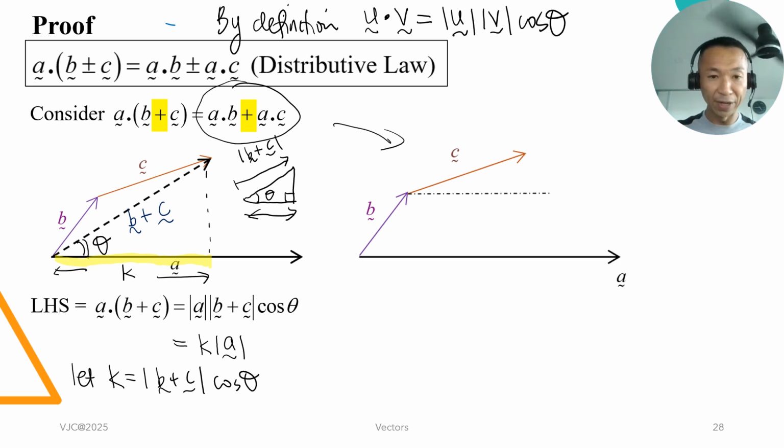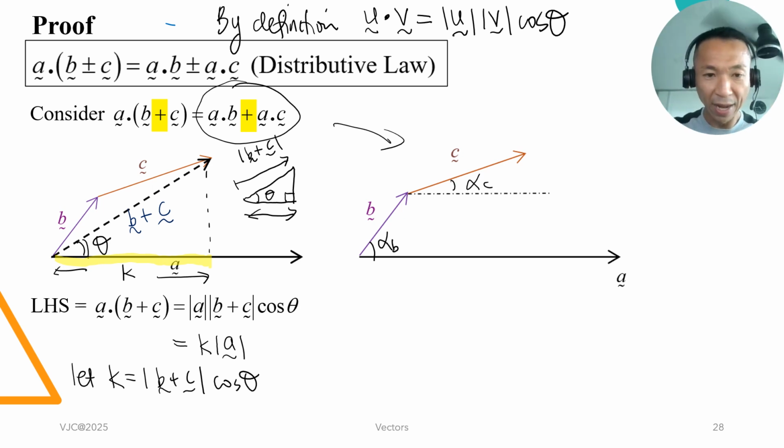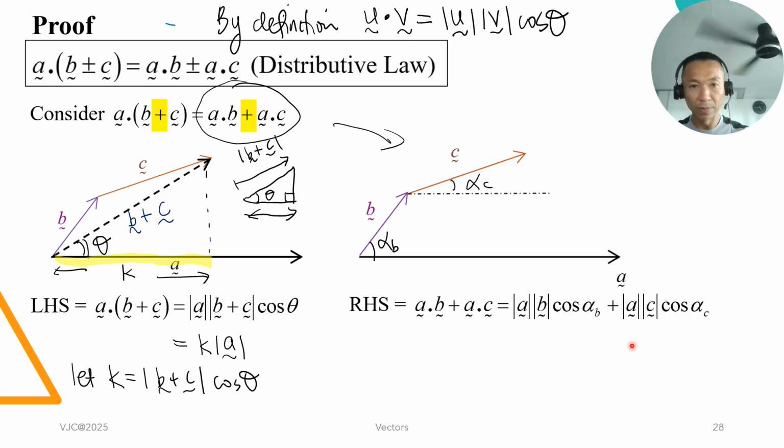Now, again, by definition, U dot V is mod U mod V cosine theta. So what is A dot B? A dot B is mod A mod B cosine angle between A and B. So if I let angle between A and B be alpha B, and let the angle between C and A, because these two are parallel, be alpha C, right? I draw one parallel line to A like that. So angle between C and A is alpha C. So it's not difficult to write this.